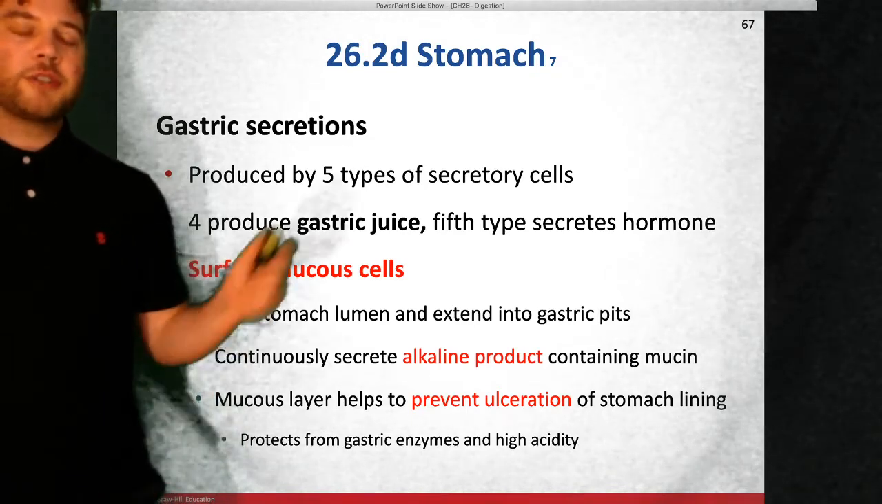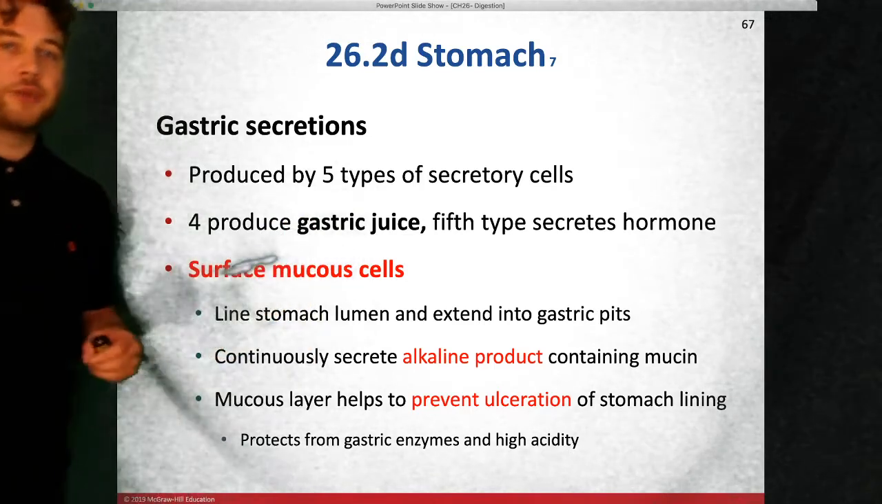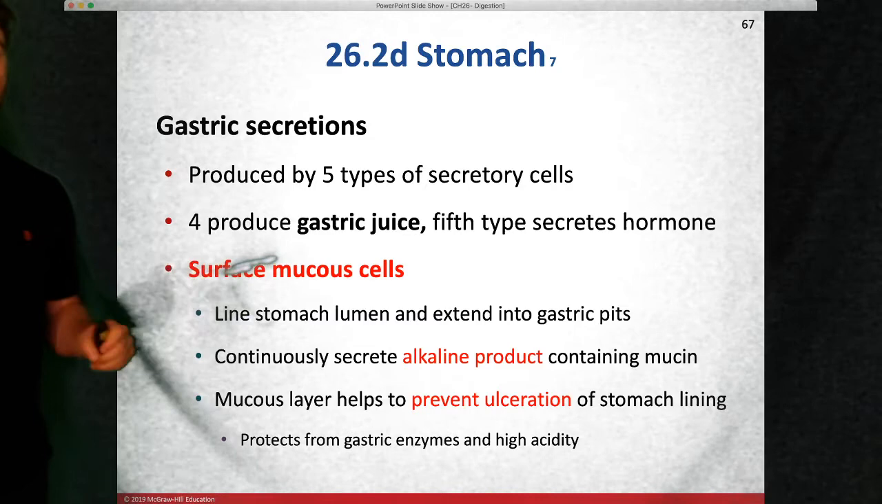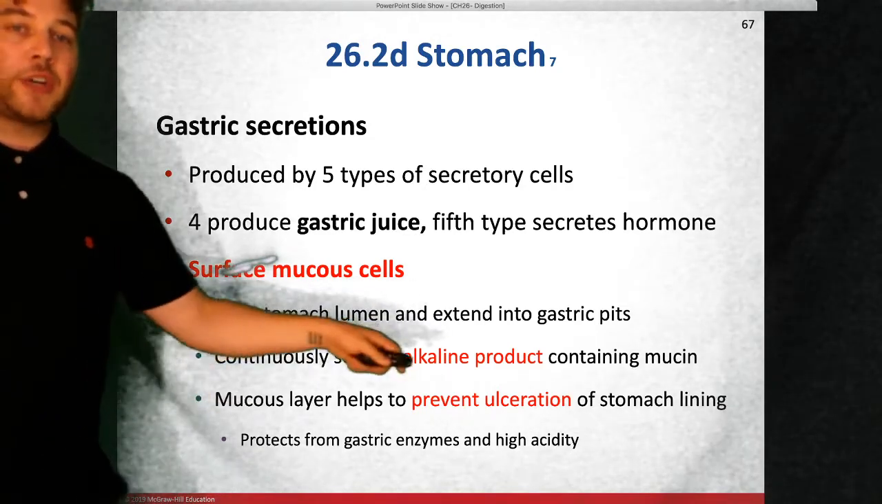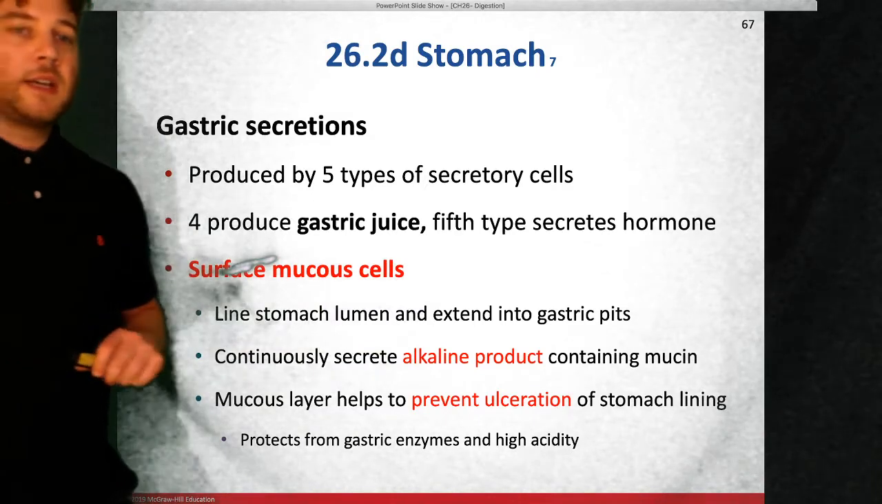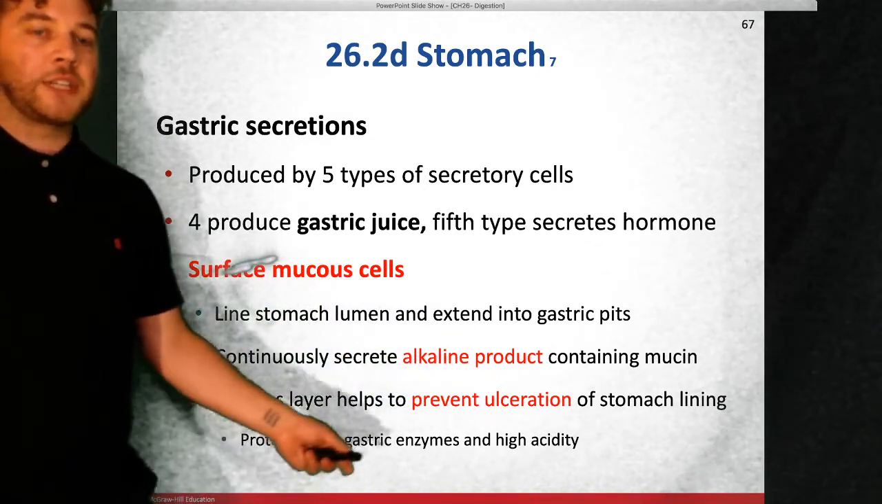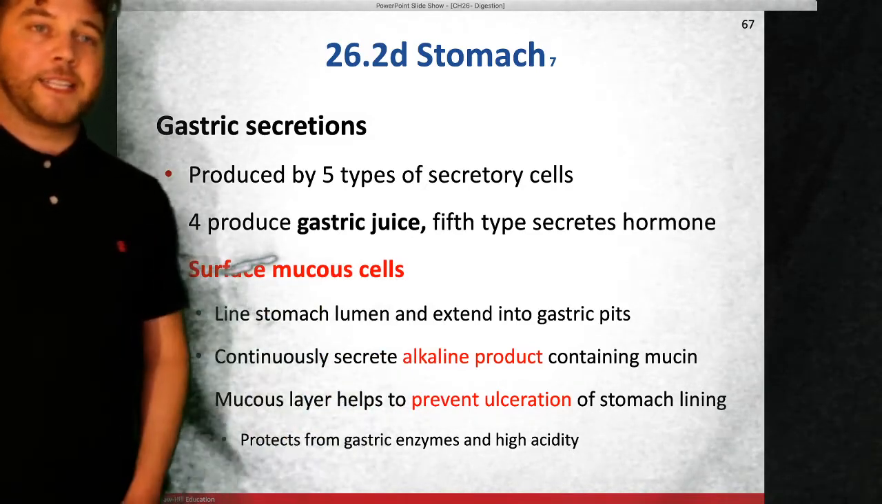Okay, gastric secretions are produced by the 5 secretory cells. 4 of them produce gastric juice, and the 5th type secretes a hormone. The first ones, the surface mucus cells, line the stomach lumen and extend into the gastric pits, continuously secreting an alkaline product containing mucin, preventing ulceration of the stomach lining, and it protects gastric enzymes from high acidity.